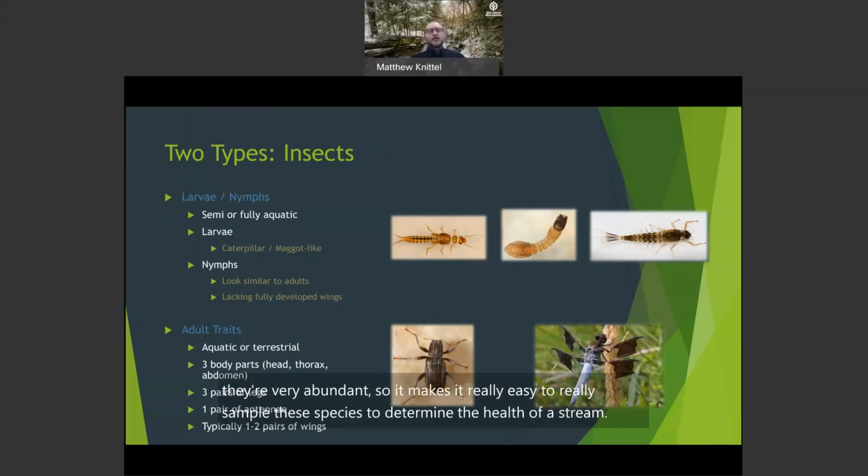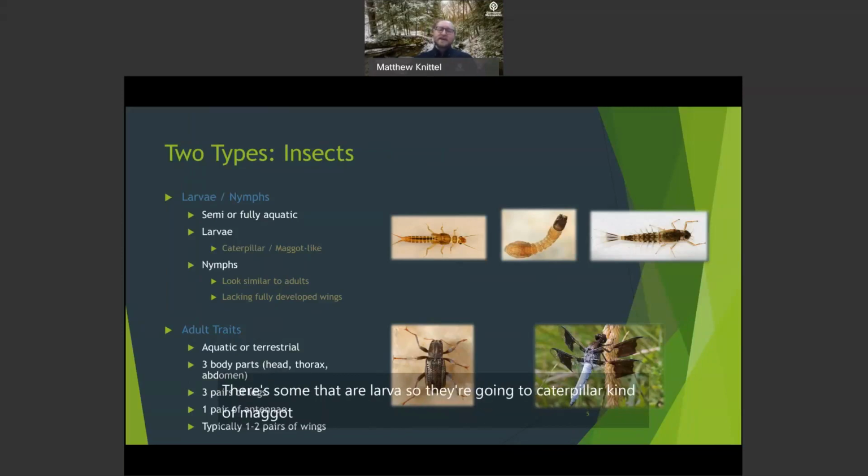So we have two basic types of macroinvertebrates. And the first type we're going to talk about are insects. A lot of the macroinvertebrates we find are larvae or nymphs. Those are the young stages of insects. They're going to mostly be fully aquatic, though there are some that are semi-aquatic. And then there's some that are larvae, so they're going to be caterpillar or kind of maggot-like.